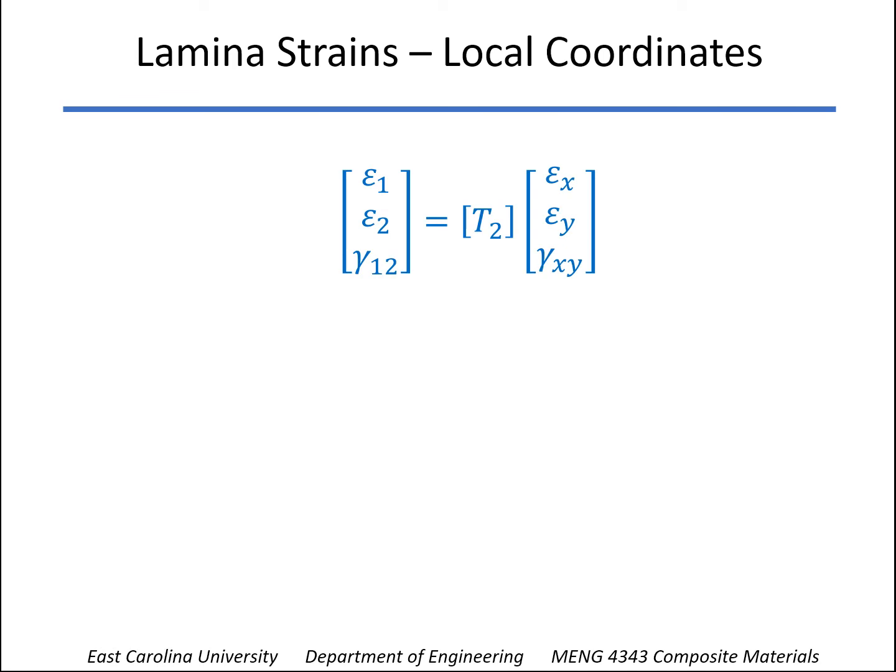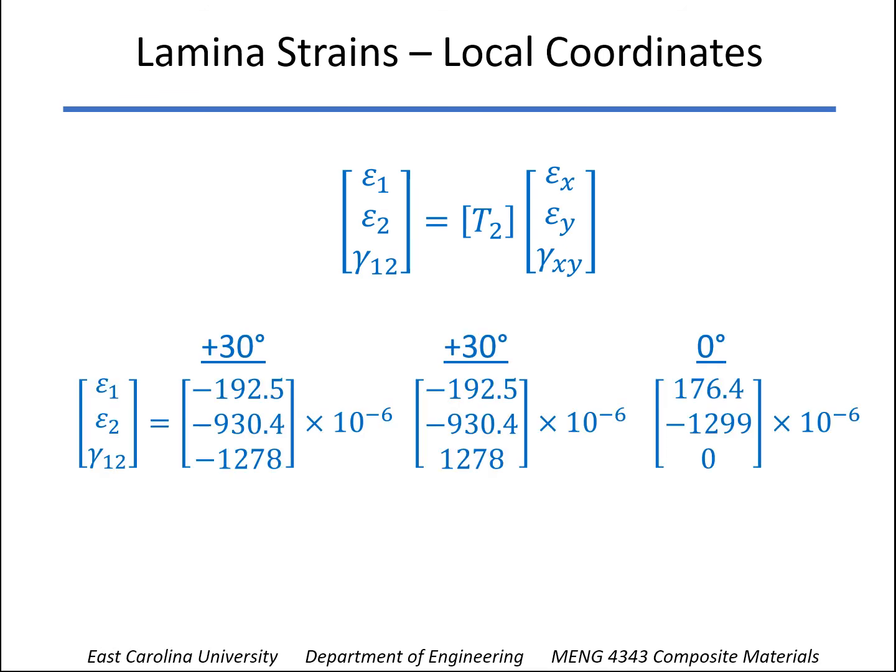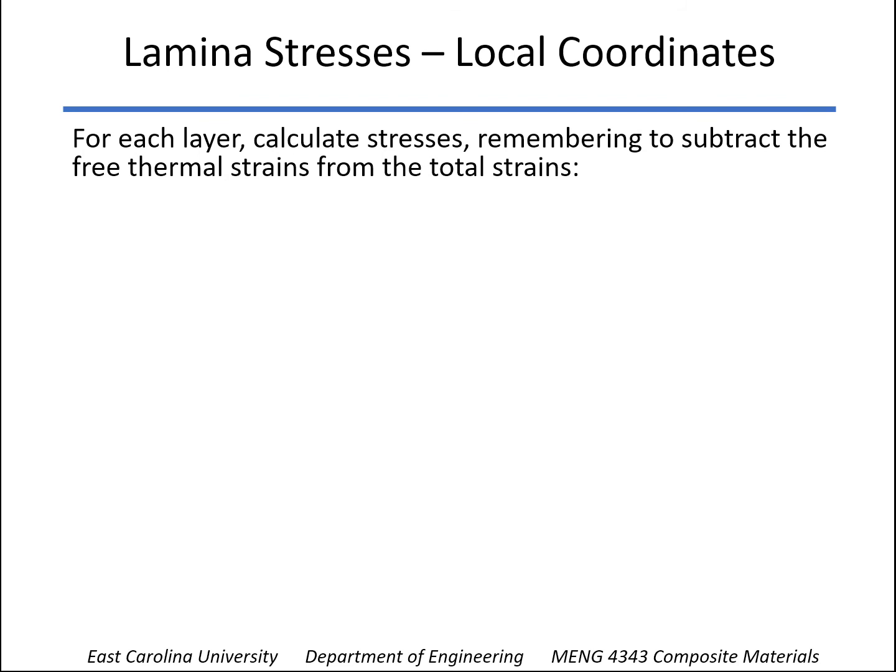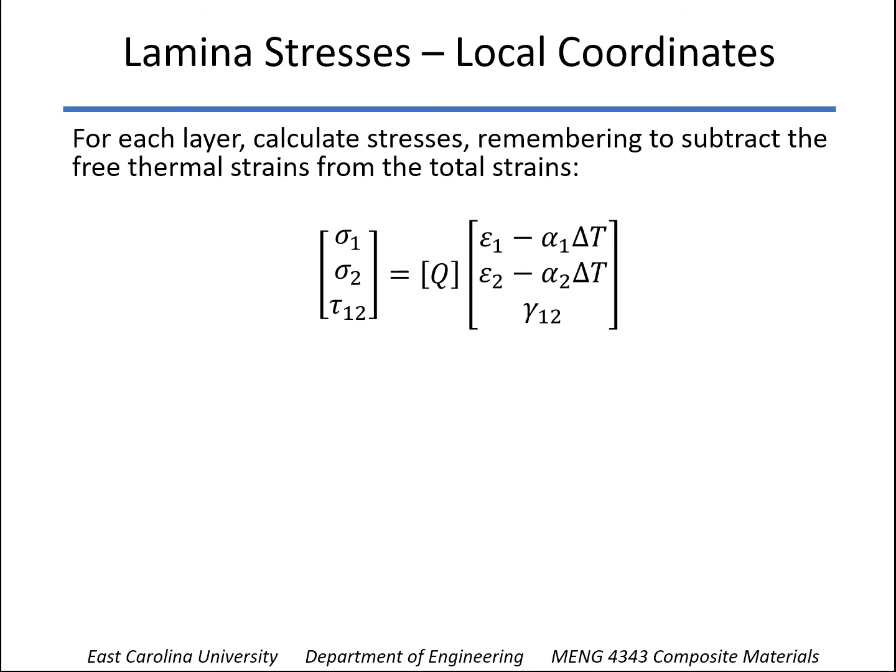Let's take those laminate strains, and for each layer we can use the transformation matrix T2, and there are our strains now in local coordinates. Now one thing to remember though is that these are total strains, and so remember that the mechanical strains are the total strains minus the free thermal strains, because it's only the mechanical strains that are associated with stresses. And so for each layer, we're going to take the Q-bar matrix and multiply by the total strains minus the free thermal strains.